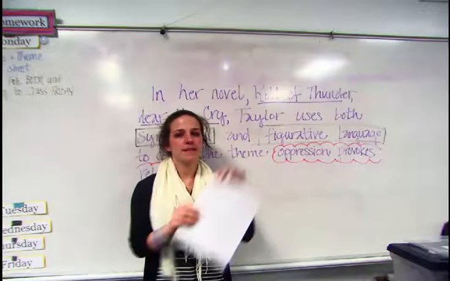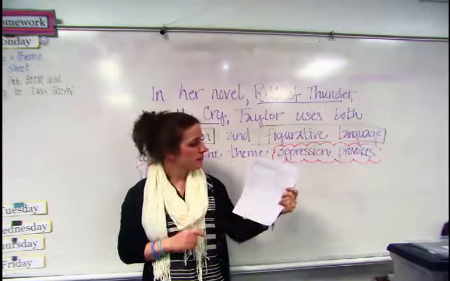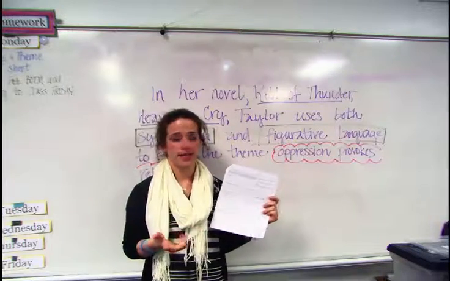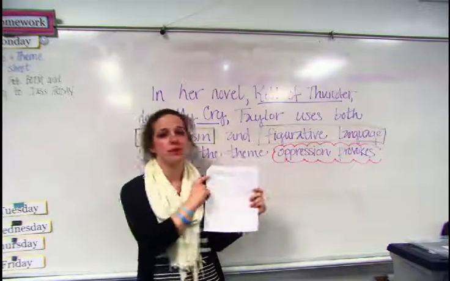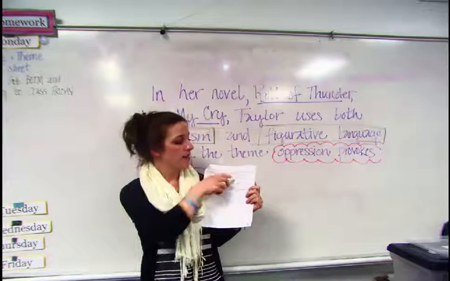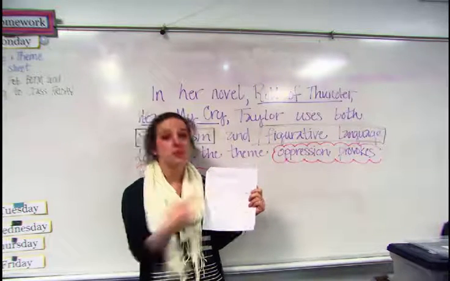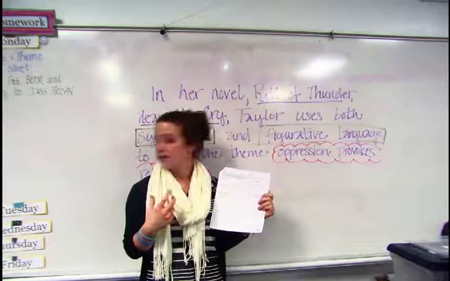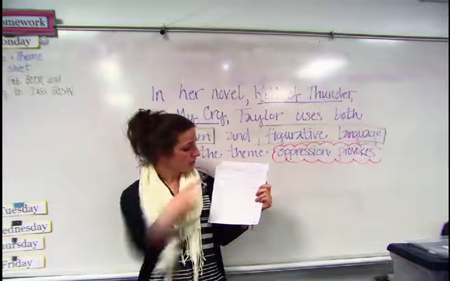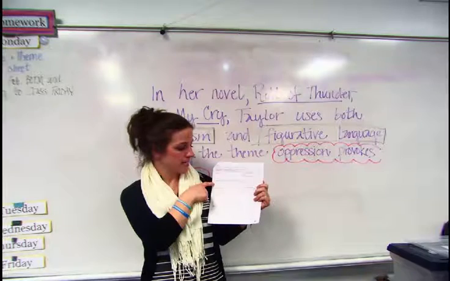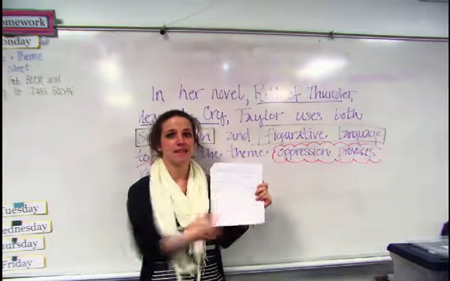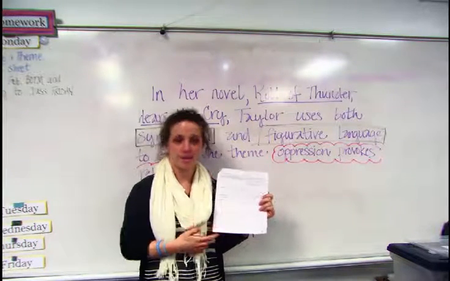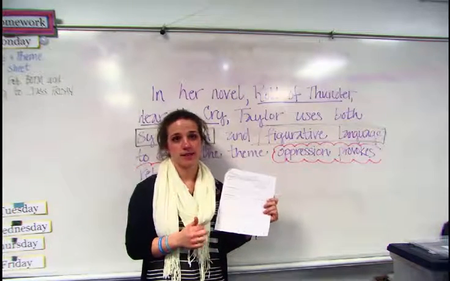The white piece of paper stapled to the purple one is your organizer. At the top, you'll see there's a place for you to write the theme, and then a place for you to pick your two literary elements that support that theme. And then there's a place for you to write a controlling idea, and there's a place for you to start finding examples of the literary elements that support that theme.